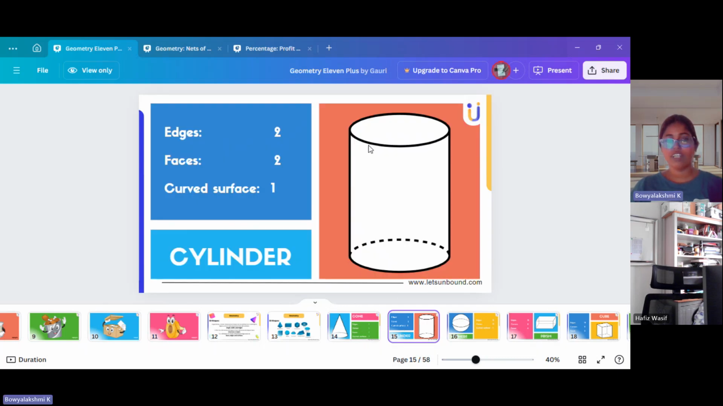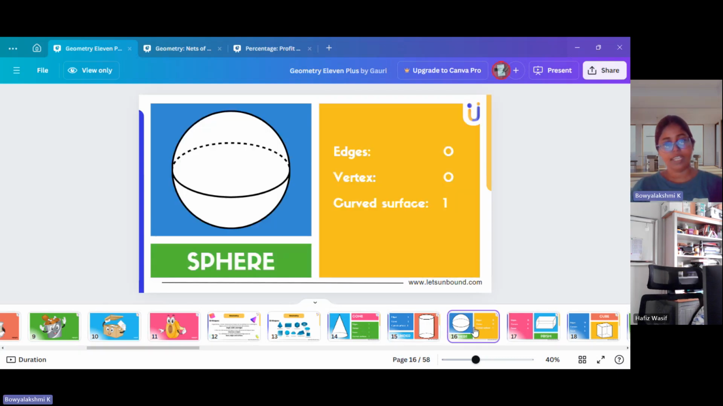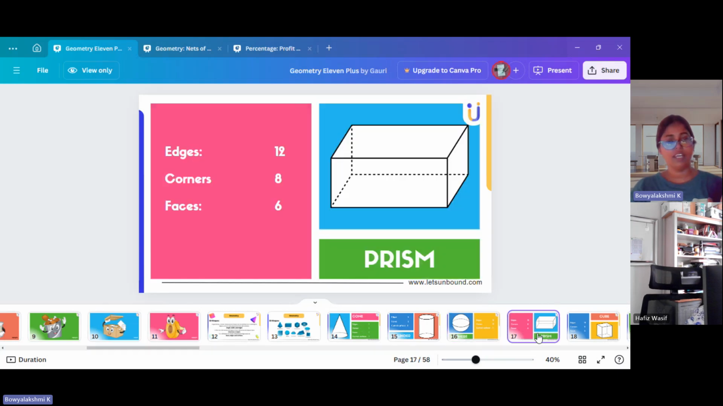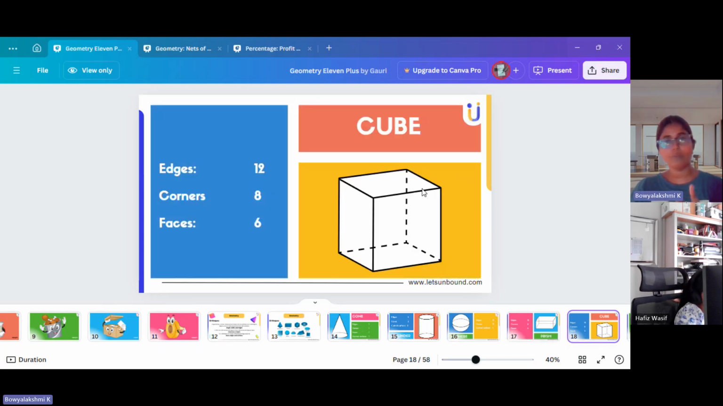And a cylinder has two edges, and faces is two. The curved face is this one, and top and bottom, these are the other two faces. Next one is sphere. No edge, no vertex, just a face. That is the speciality of a sphere. And prism we have, and this is important. A cuboidal prism has 12 edges, 8 corners, and 6 faces. Next one, the cube, is also the same, but it looks a little compressed.